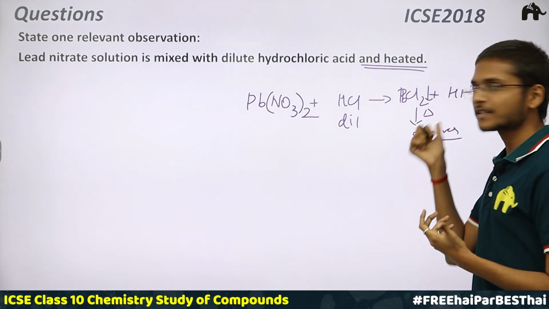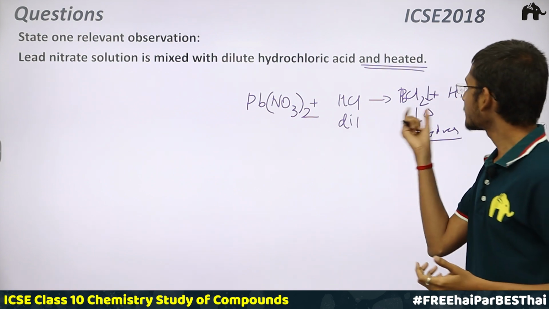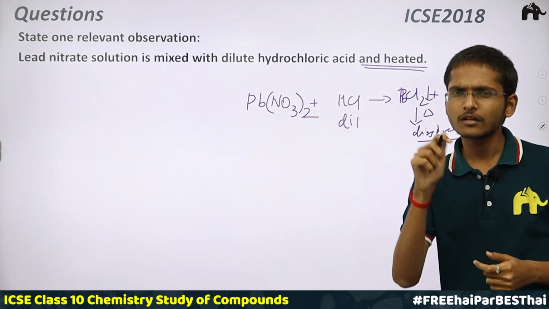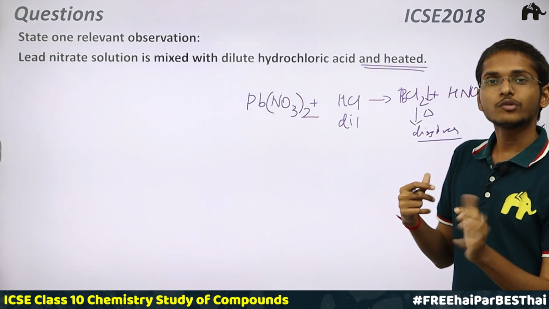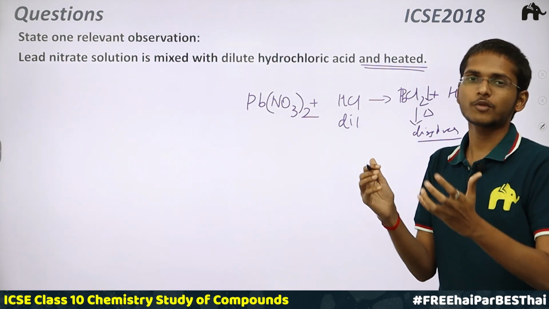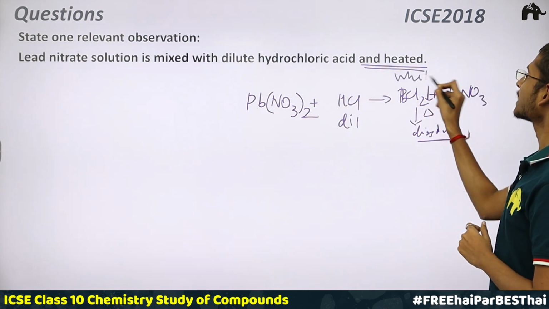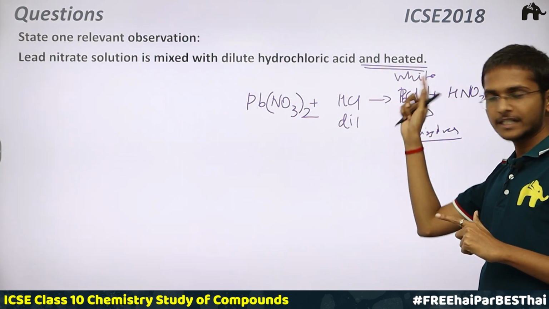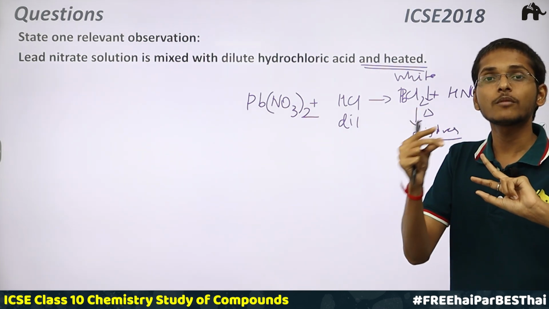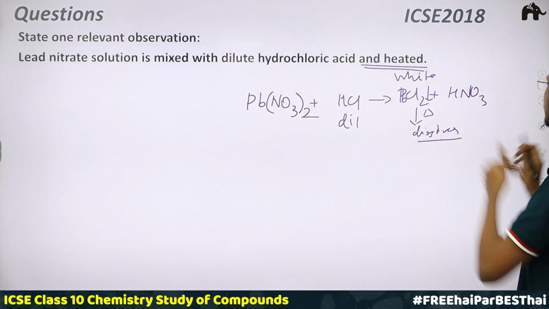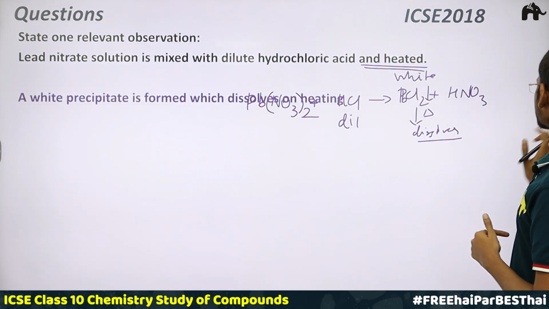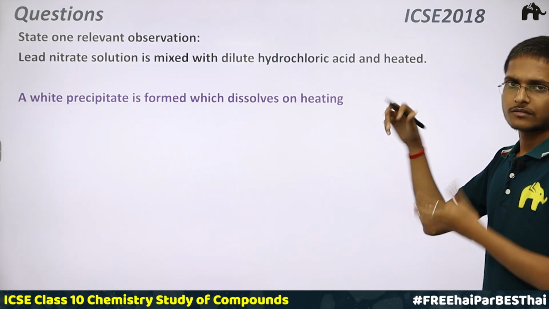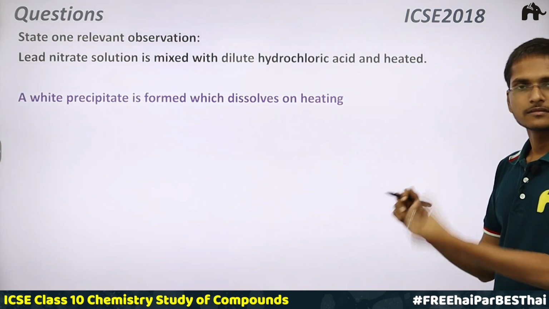But we don't write the name of the precipitate, because we don't observe with our eyes that the precipitate is lead chloride. How could you see by looking at the precipitate that it is lead chloride? Is it written on the precipitate, I am lead chloride? No. You can observe the color or some other physical property. Here we know lead chloride is white, so you would observe a white precipitate before heating, and once heating is done, you would observe it getting dissolved. So that would be the observation. White precipitate is formed, which dissolves on heating.